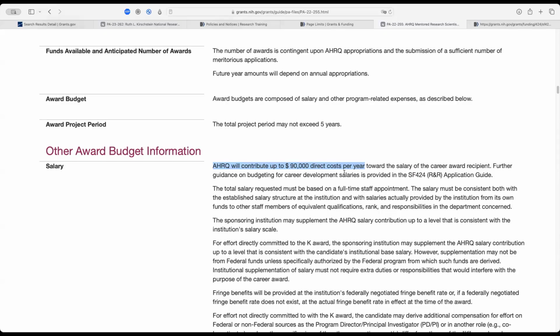So, and it's not just your salary. When it says fringe benefits, that means that among other things, the institution will get an extra percentage to cover their costs, and that you should get proportional benefits according to the compensation there.